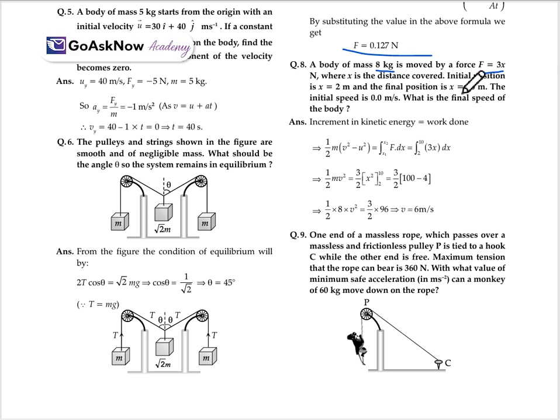Now a body of mass 8 kg is moved by the force F equal to 3x, where x is the distance covered. The initial position x is 2 meter and the final position x is 10 meter. The initial speed is 0. What is the final speed?